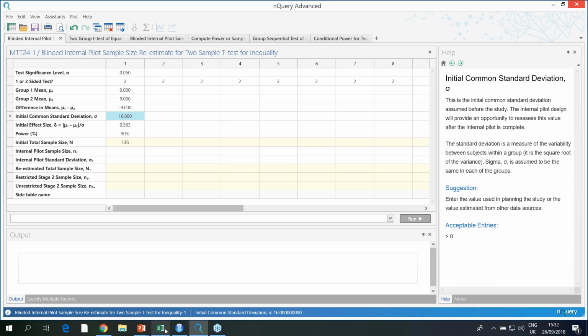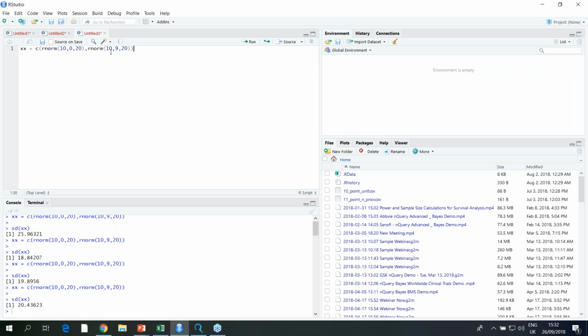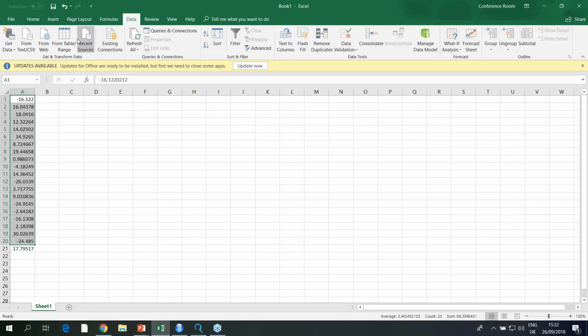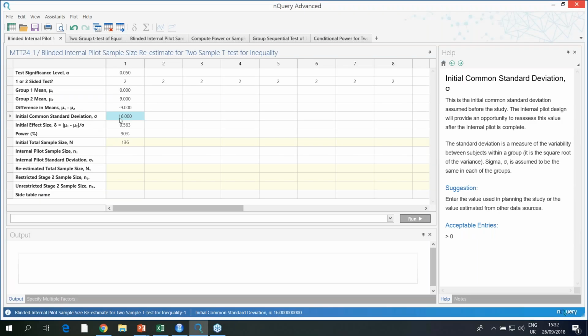So what I've done here is a little simulation where the assumed variance in each group was around 20, and that outputted 20 values here. So we've assumed that the first 20 people, so 10 in each group, are going to be in our internal pilot study. And what's going to happen then is we're going to take those values to create an updated value for the initial common standard deviation.